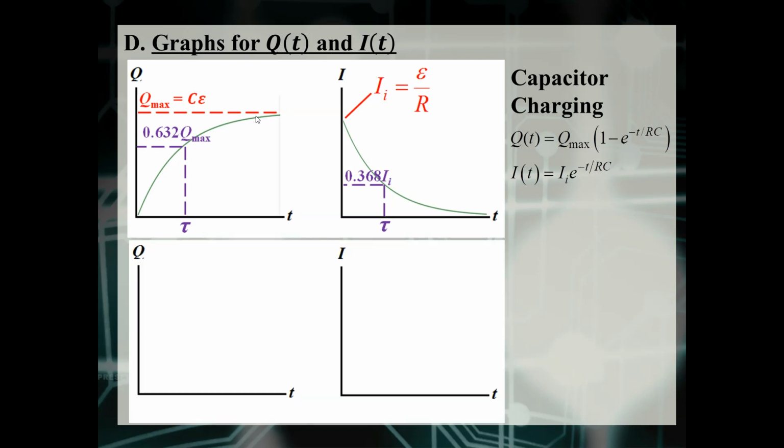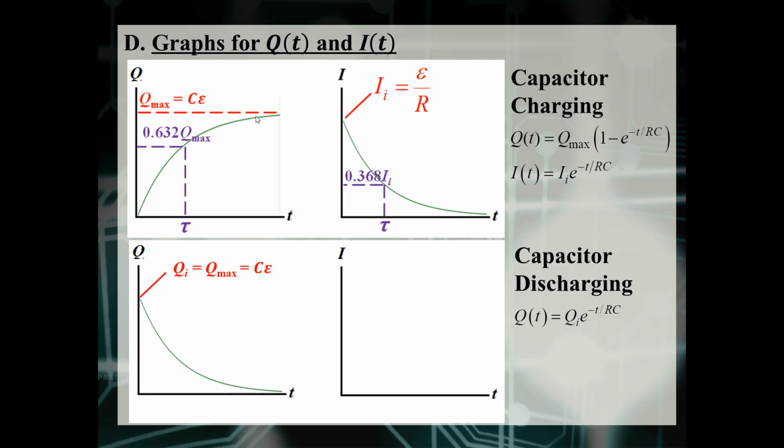Okay, now we want to plot the graphs for Q of t and I of t for the discharge phase. For charge as a function of time, the equation we got is Q_i e to the negative t over RC. So that has that e to the negative t format, which is going to be exponential decay, so it has that inverse type shape. Now, if we want to show what the time constant is here, we'll do that in a second.